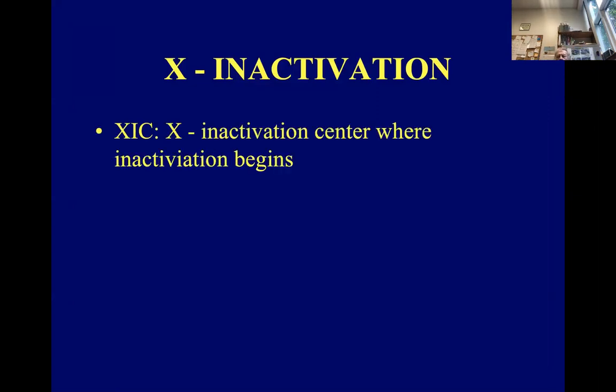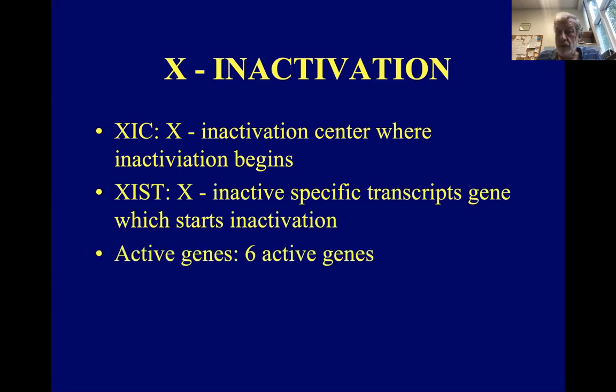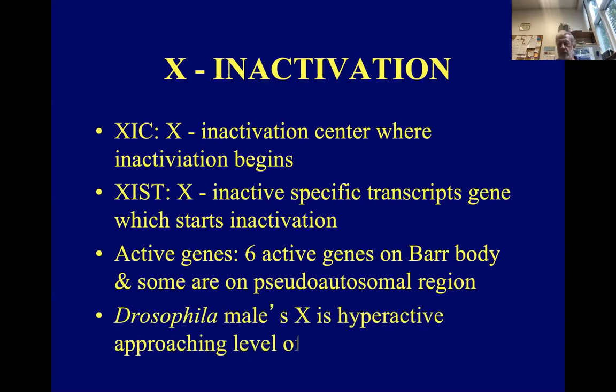There's a region on the X chromosome called the XIC, and it contains several genes that are involved in X inactivation. And XIST is the gene that starts the inactivation process for the X chromosome. But it turns out closer scrutiny has shown that there really are some active genes on the Barr body, and some of these are even in the pseudoautosomal region. In fruit flies, which also have an XY sex-determining system, dosage compensation is achieved differently. Here, the male's X becomes hyperactive, producing as much RNA as both the female's X's.